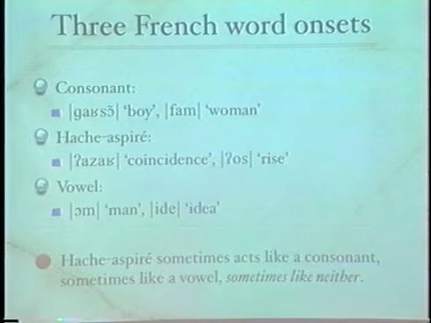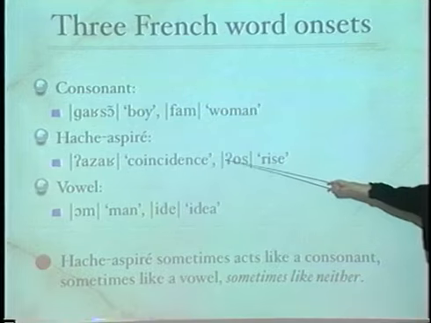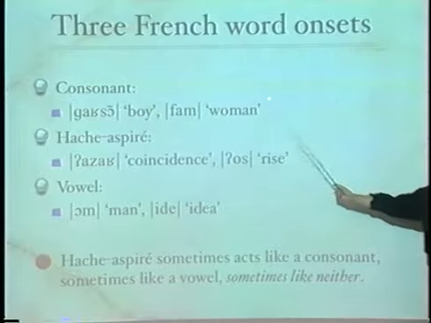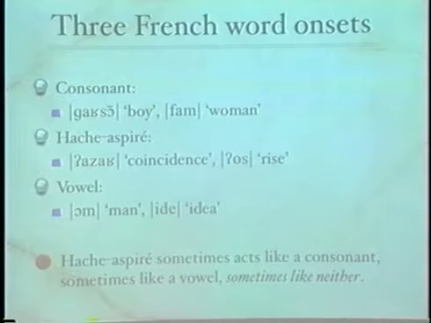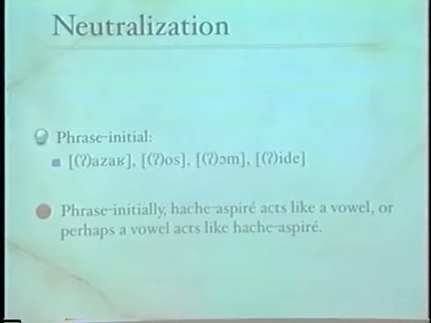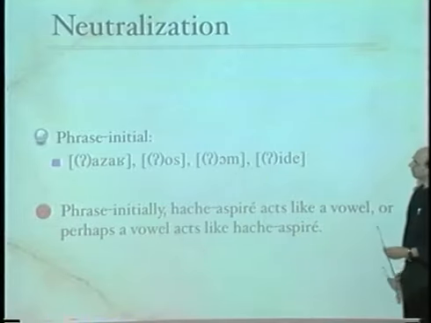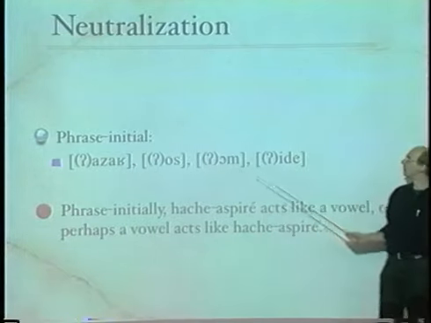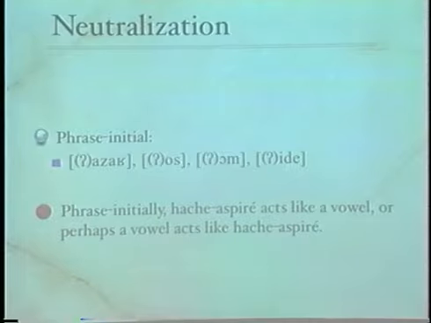So, the little sign here, no one wonders what it is. That's the IPA symbol for a glottal stop. It's an arbitrary symbol that I'll use here to mark the H aspiré. Utterance initially, or phrase initially, H aspiré acts like a vowel. So you say hasard, os, idée, and it's complete neutralization. So it acts like a vowel, or perhaps a vowel acts like H aspiré, who can tell?